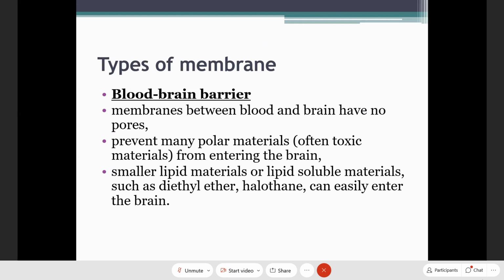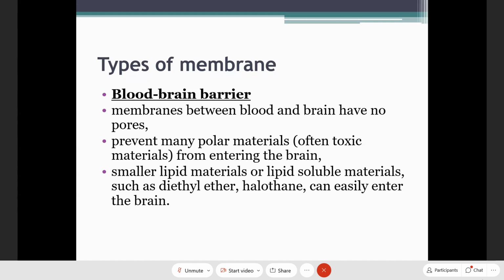Okay, next is on types of membranes. You need to know this. This is very basic pharmacology. So, the blood-brain barrier. Have you heard of the blood-brain barrier structure in the brain? Okay, this is very important in pharmacology. These membranes between the blood and brain prevent many materials, often toxic materials, from entering the brain. So the brain is well protected.